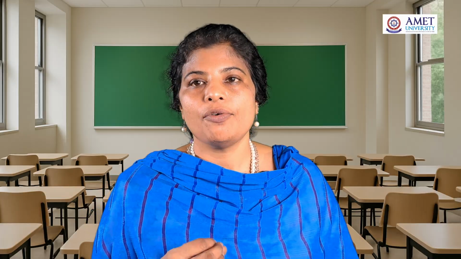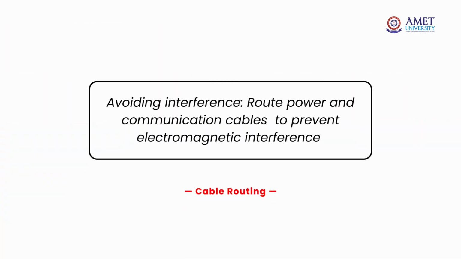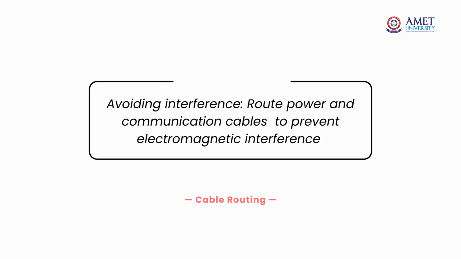Then we always have to concentrate on safety also. Flame retardant, low smoke or halogen free cables will be used. They prevent toxic gases from being released during a fire condition. Then cable routing. Power and communication cables should be routed separately to avoid electromagnetic interference in the communications.